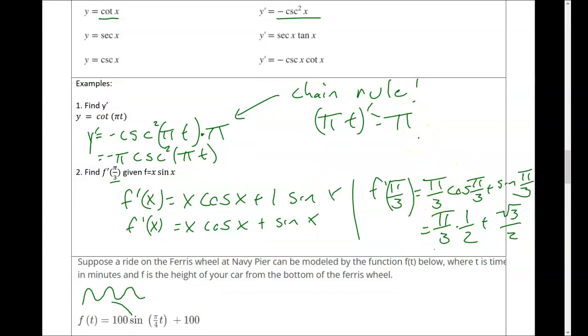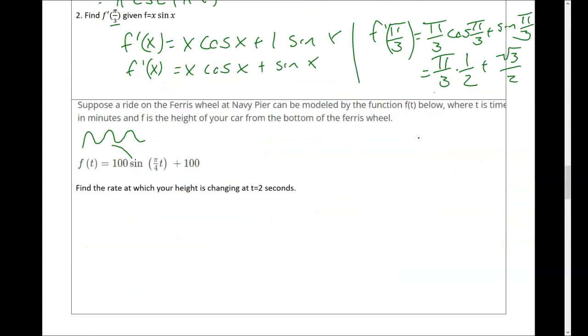Okay, let's tackle the application here. So we want the speed of our Ferris wheel, and our height of our Ferris wheel is given by f, and we want, again, the rate at which our height is changing. So again, that should cue you in. We want f prime of t equals 2, so f prime of 2. All right. So here we want to start by just taking the derivative of f, f prime.